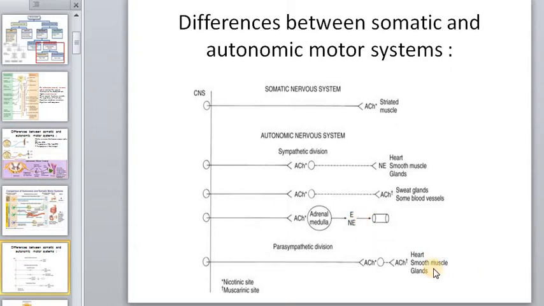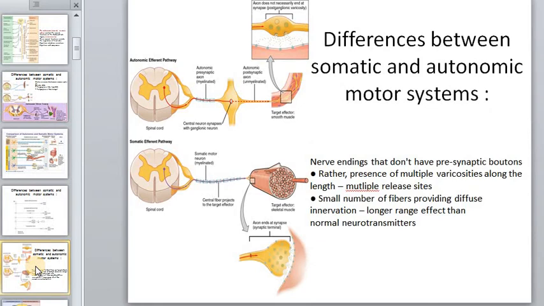Next one, the somatic nervous system is composed of a single neuron between the central nervous system and the effector organ. Single neuron, here you see. The autonomic nervous system is composed of two neurons with a single synapse between the central nervous system and the effector. And next, the somatic system is composed of thick myelinated nerve fibers with myelin-forming special cells. In the autonomic nervous system we can find two parts, with myelin and without myelin, unmyelinated nerve fibers.